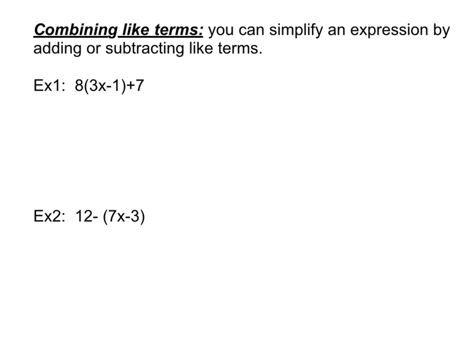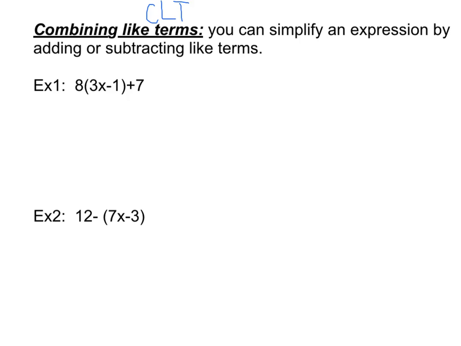So when you're simplifying expressions, you are doing what we call combining like terms. And a lot of the times I will call that CLT, combining like terms. It's when you can simplify an expression by adding or subtracting like terms. So let's look at a couple of examples.